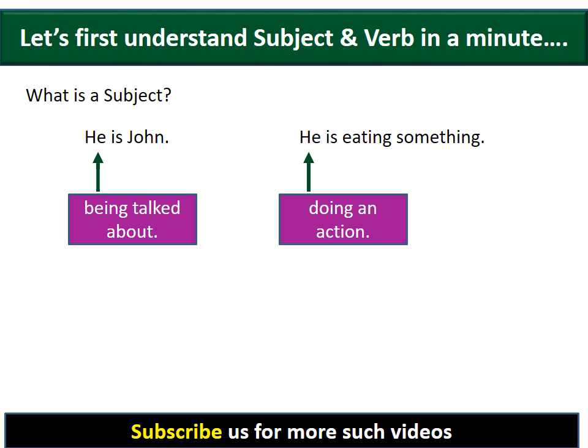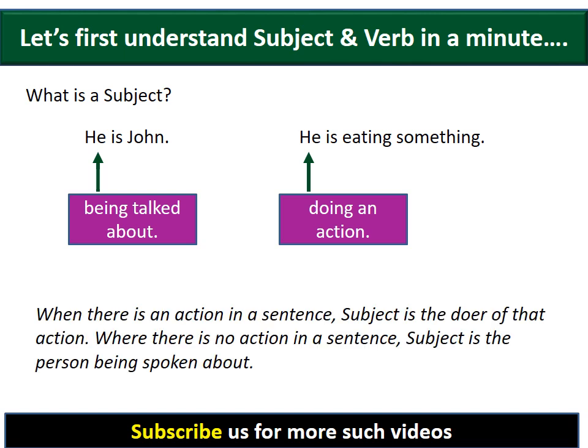sentences. One where you have some action, like in the second one, he is eating something. We have some action of eating. The work is happening here. In the first one, if you see, here we have no action. So when there is an action, something is happening, then the doer of the action, here, who is the doer? He. So the person who is doing the action is the subject. And when there is no action, then the person who is being talked about, like he, is the subject.